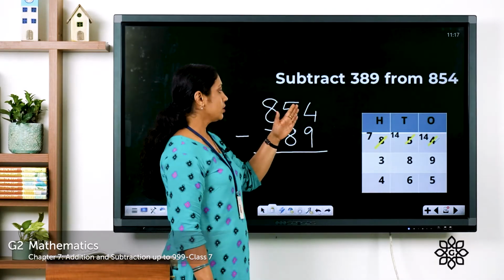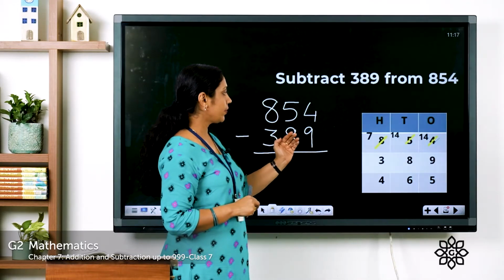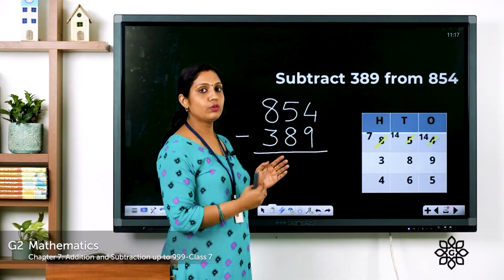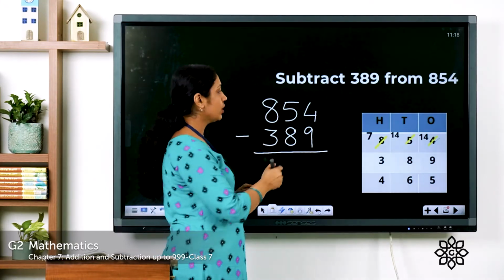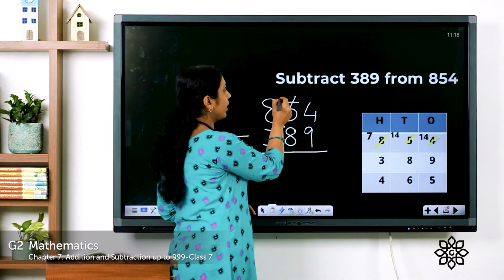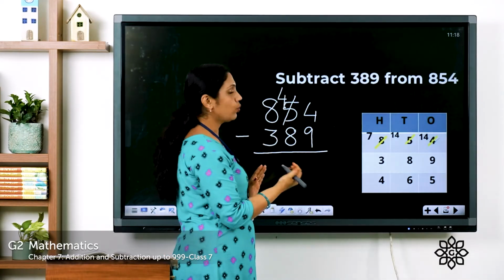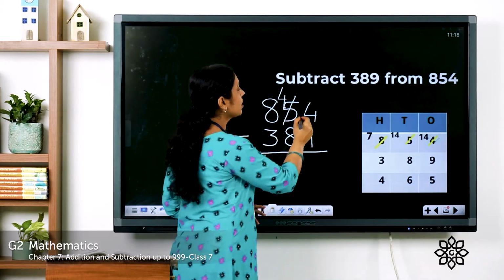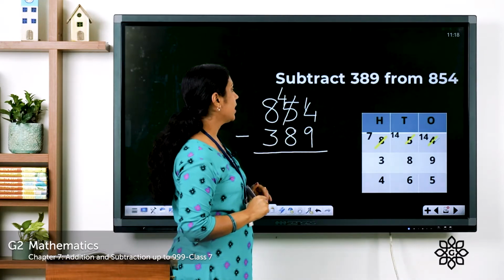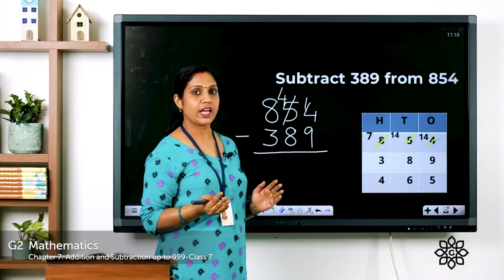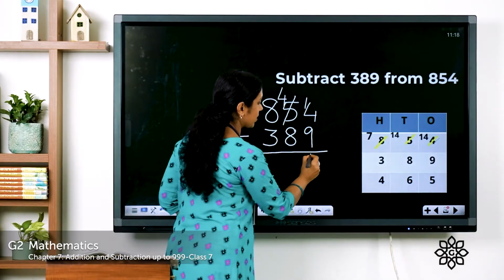389. So 4 minus 9 we have in the ones place. Since we are not able to subtract 9 from 4, what do we have to do? We have to borrow from the tens place. In the tens place, we have 5. So we'll borrow from here and we write 4 here. And that 1 which we borrowed, we'll take to the ones place and here 4 becomes 14. Now we can subtract 14 minus 9. So 14 minus 9 is 5. That we'll write here in the ones place.